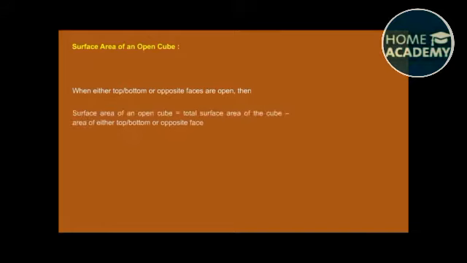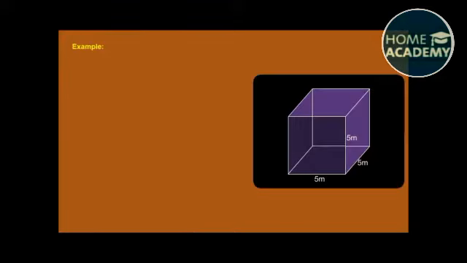Surface area of an open cube. When either the top, bottom or opposite faces are open, then the surface area of an open cube equals the total surface area of the cube minus the area of either the top, bottom or opposite face, which equals 6 into L square minus L square, which is equal to 5 into L square.